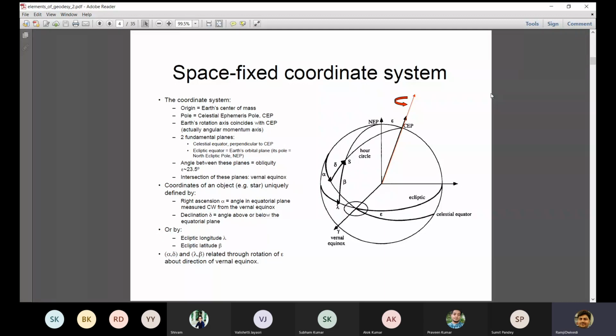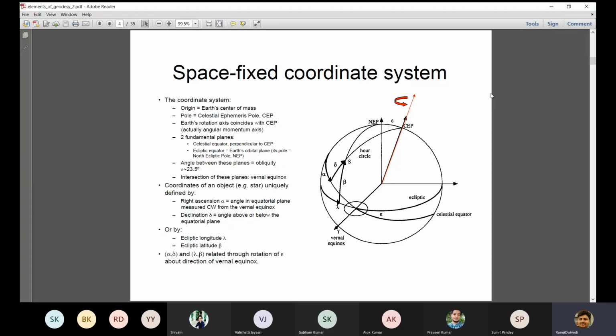If you are looking at a star right now, how do you define its location? Its location is so complicated if you define it directly in the earth-centered, earth-fixed system, because your earth-centered and earth-fixed system will only observe that single star at that time. But you do not have any mechanism to measure that particular star.